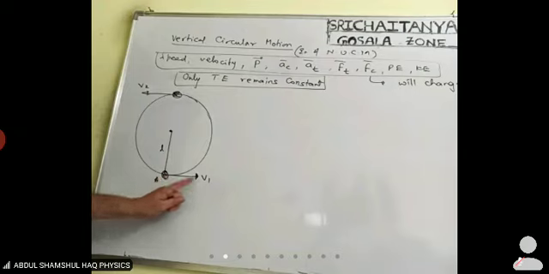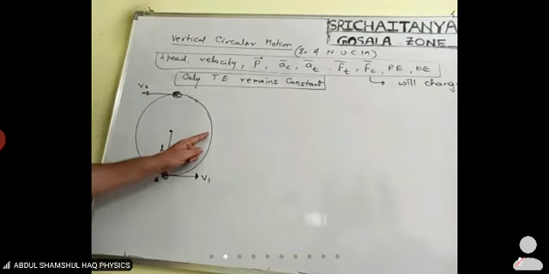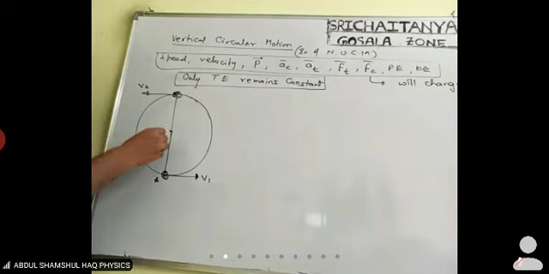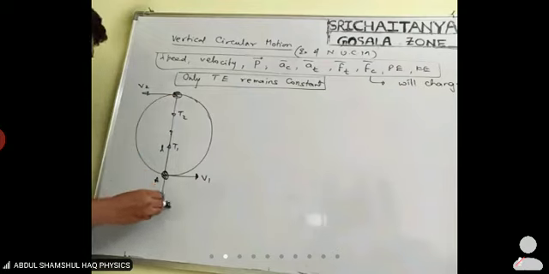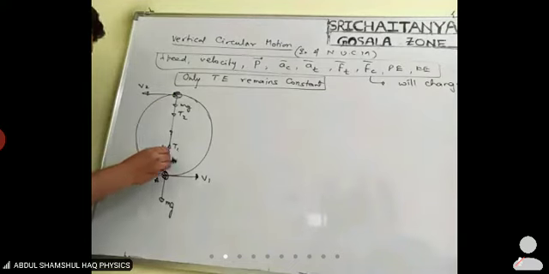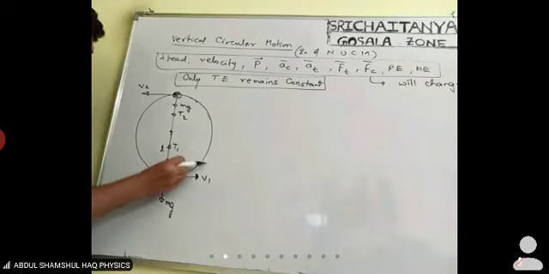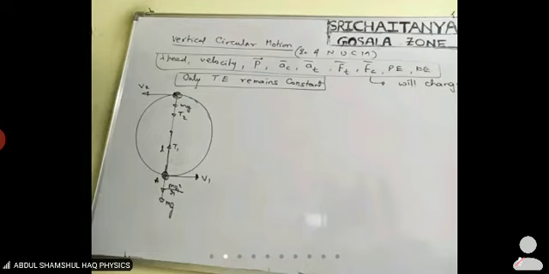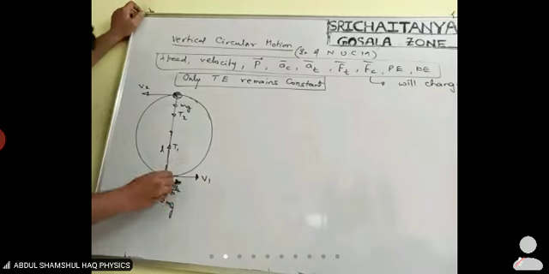That critical velocity is different at the lowest point, at the horizontal point, and at the highest point. So if this is v1, at the highest point it is v2. The tension at the lowest point is T1 and the tension in the string at the highest point is T2. The weight mg acts vertically downward at both points. Students, if the speed is v1, the centrifugal force acting in this direction would be mv1 square divided by r.